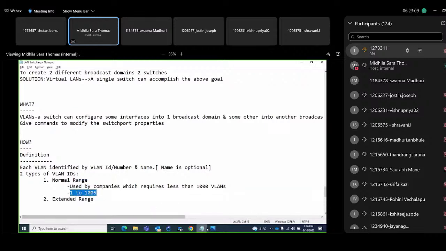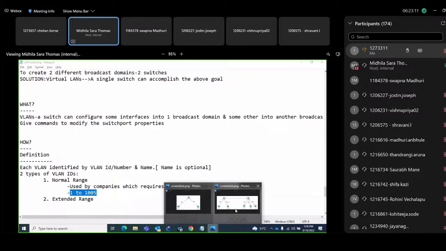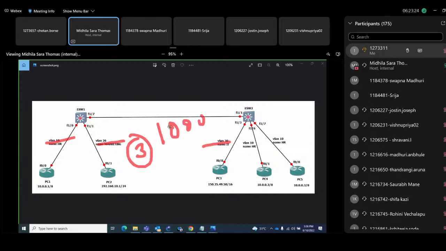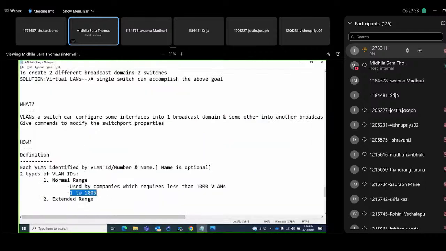So you tell me, am I using normal range here? Yeah, because I have only very few numbers. HR, marketing, IT, only 3 departments. Based on the number of departments, guys, if I have less than 1000 departments, I can go for this normal range. Wait, now everyone has a doubt.